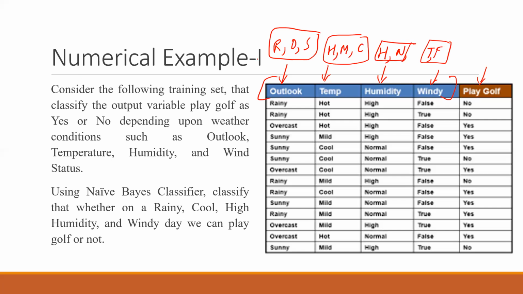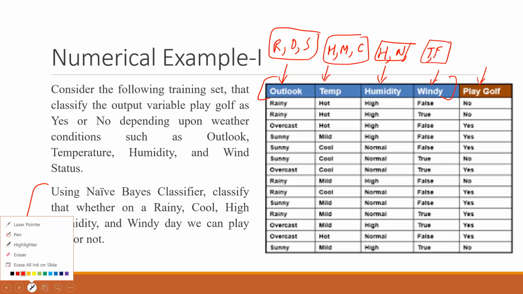So consider the following training set that classifies the output variable play golf, yes or no, depending on the weather conditions. So using the naive-Bayes classifier, you have to classify whether on a rainy, one second, I will highlight.